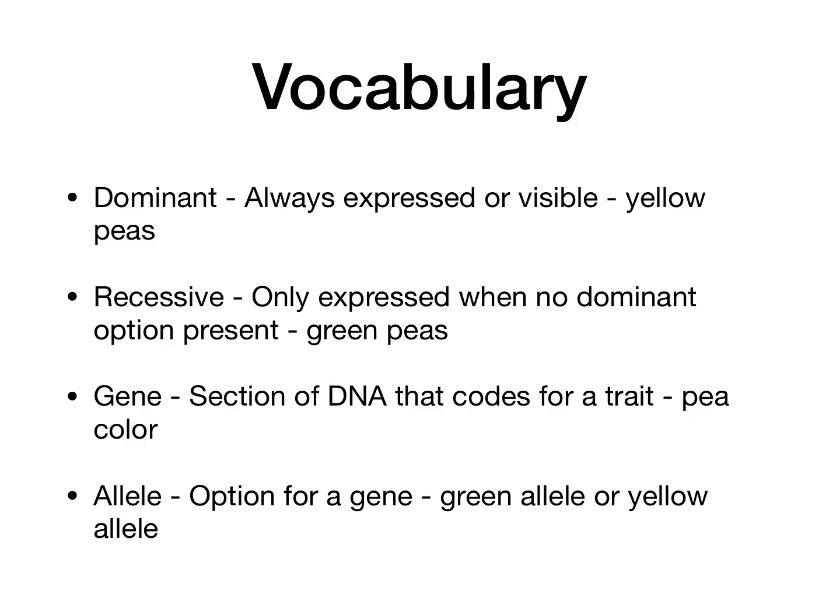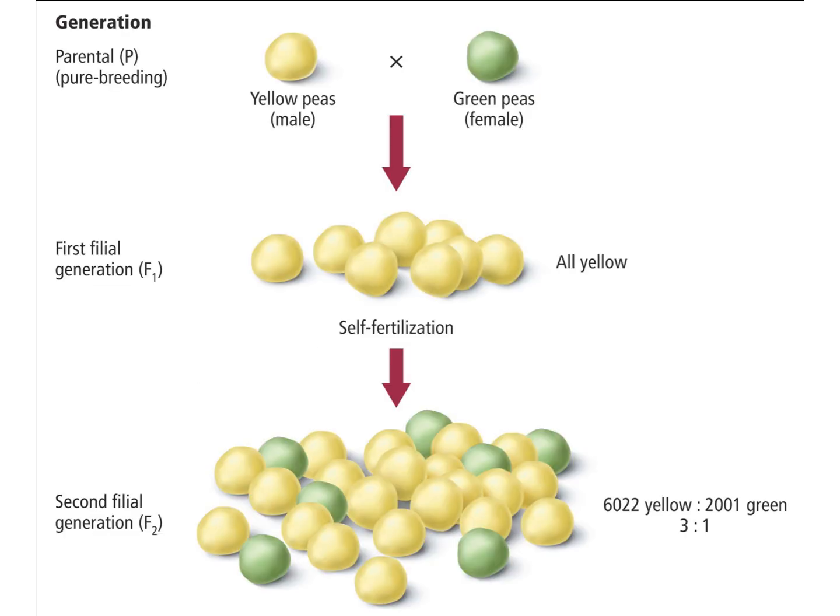A gene is a section of DNA that codes for a trait, like pea color, and an allele is an option for a gene, like the green allele or the yellow allele for pea color. So if we look at this again, we can see that in this F1 generation here, they're all yellow because yellow is dominant. We see that the green has showed up again, but not very much, 25% or a 3-to-1 ratio. And so the green is the recessive allele.